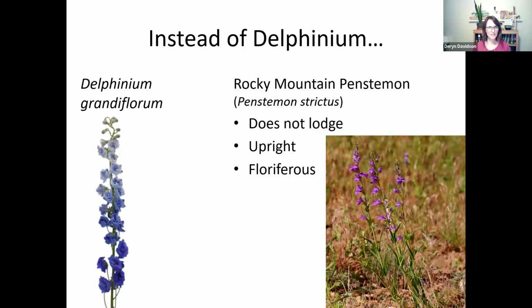They're very upright, and like a lot of our penstemons, super floriferous, with lots and lots of blooms. Pollinators love penstemons. Bumblebees really tend to love a lot of our penstemons, I think because they have big flowers, and they can get in there and land.